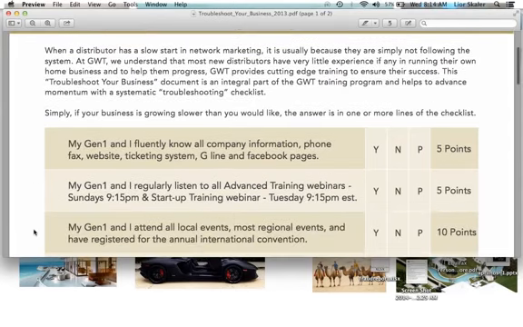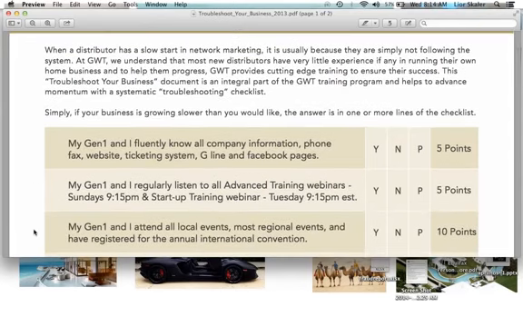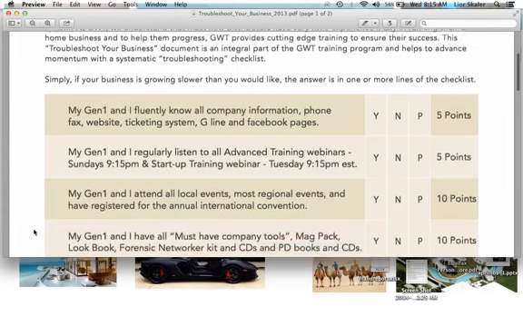The next question is a 10-point question. A 10-point question is a little bit more important. My Gen 1 and I attend all local events, most regional events, and have registered for the annual international convention. If the answer is yes, 10 points. No, 0 points. Partial, 5 points. So yes, 10, no, 0, partial, 5.